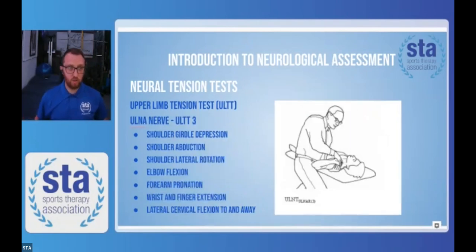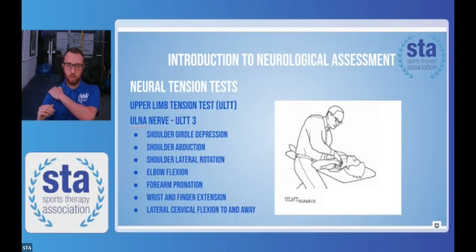And then we've got ulnar nerve, upper limb tension test 3. You can use these as a little bit of an exercise as well, which I'll get onto at the end. So this one is shoulder girdle depression, abduction, lateral rotation, so into that position, elbow flexion, so they're now in a surrender position. So I'll go through that again.